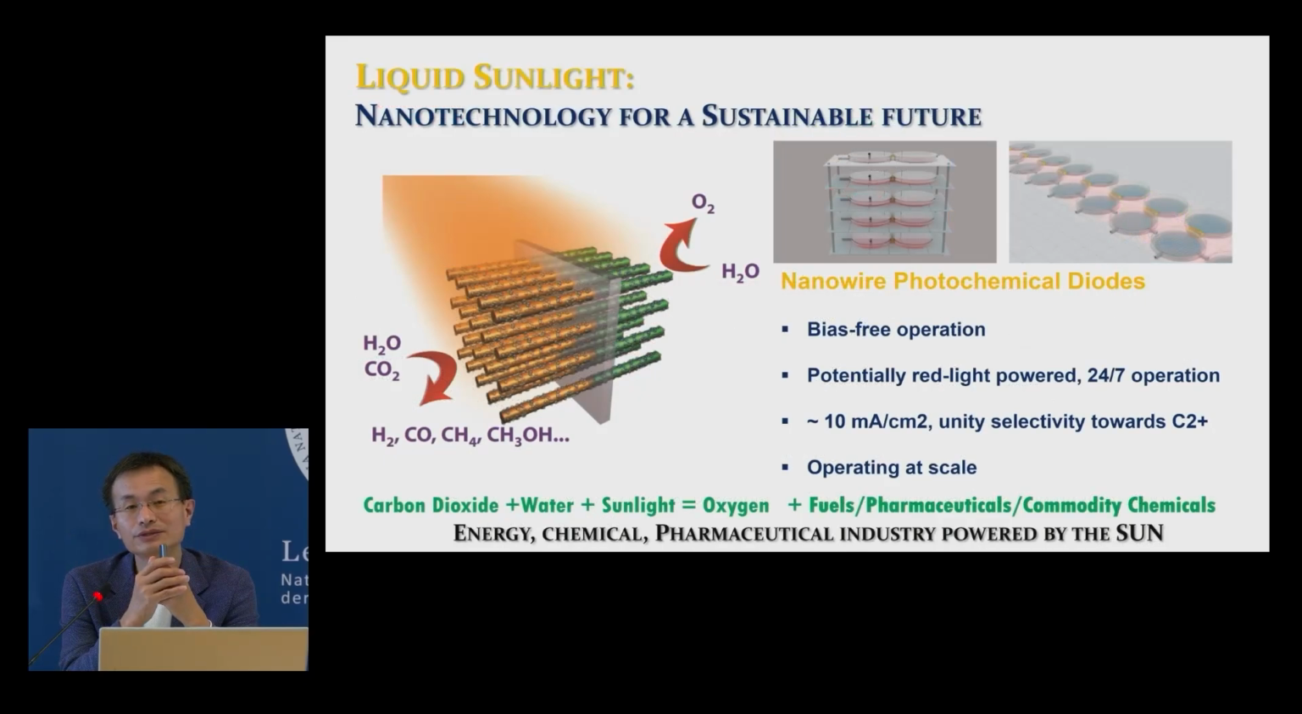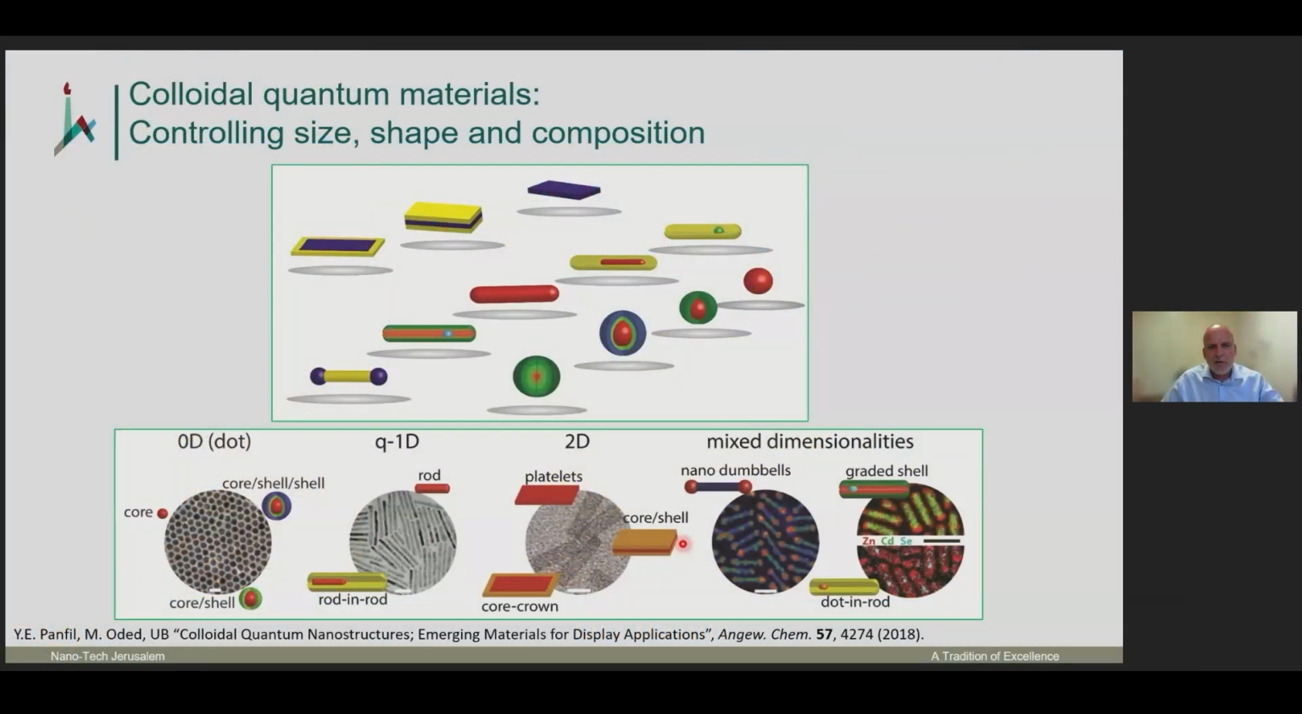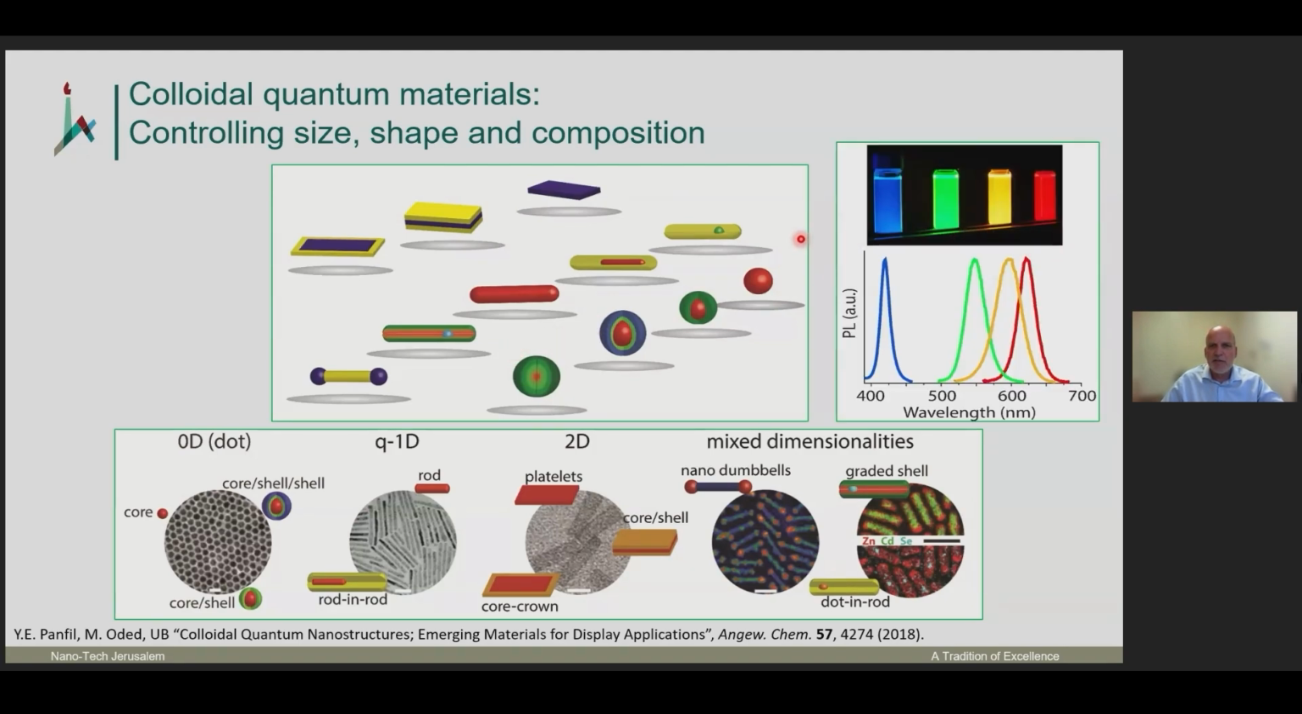In order to improve the stability, we do need, again, an inorganic catalyst with low overpotential and high selectivity. We'll talk about photocatalytic hybrid semiconductor metal nanocrystals for solar fuels. Over the years, we've been able, as a community, to achieve control over shape, like nanorods, nanoplatelets, heterostructures. And the advantage of the quantum dot approach is, of course, the ability to tune properties, the emission color being the most obvious one, through quantum confinement.